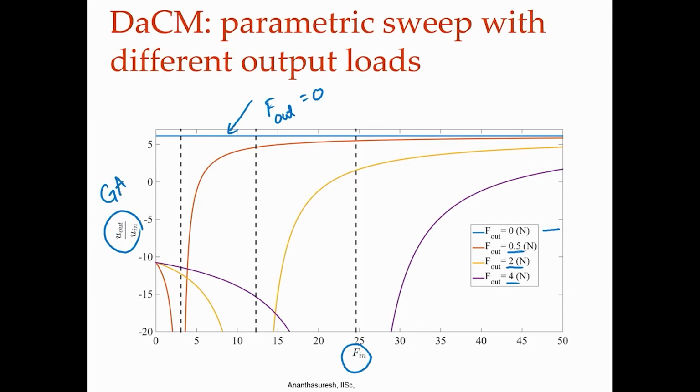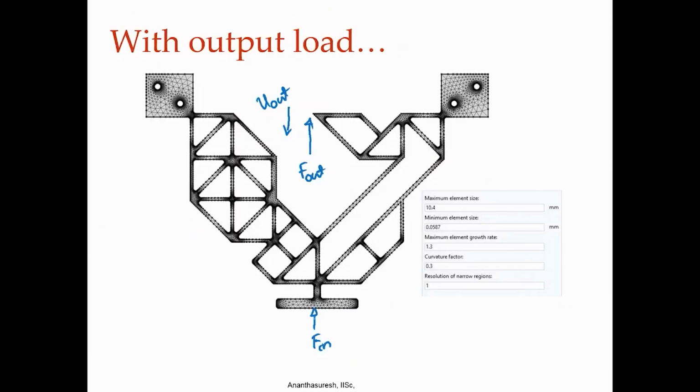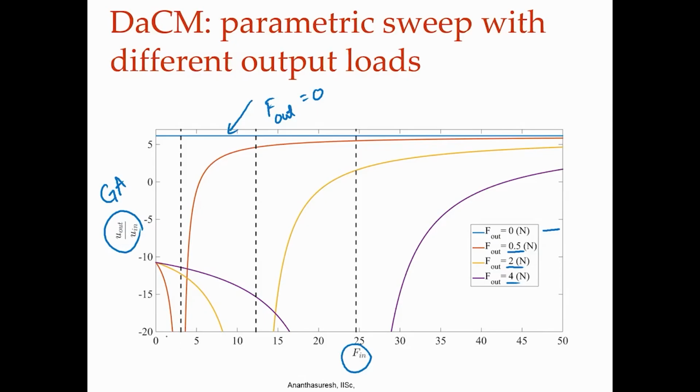But when I have 0.5 newtons, initially U out will be in the wrong direction, because since there is output load also, when F in is low, it is actually going to move up, meaning U out is going to be negative. That is why this comes down. At some point u in is going to be 0 because F in is increasing, that is why it goes to infinity, comes back and eventually catches up and becomes close to what we have.